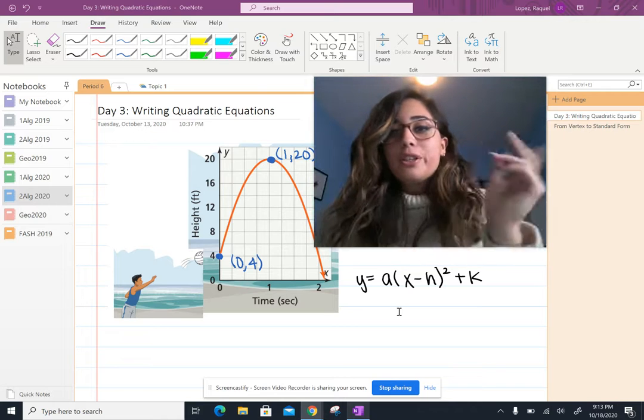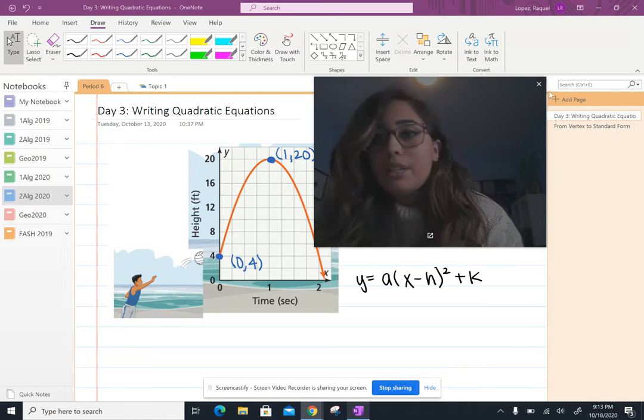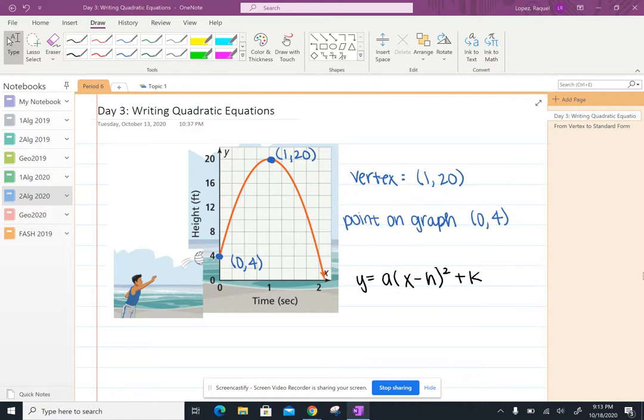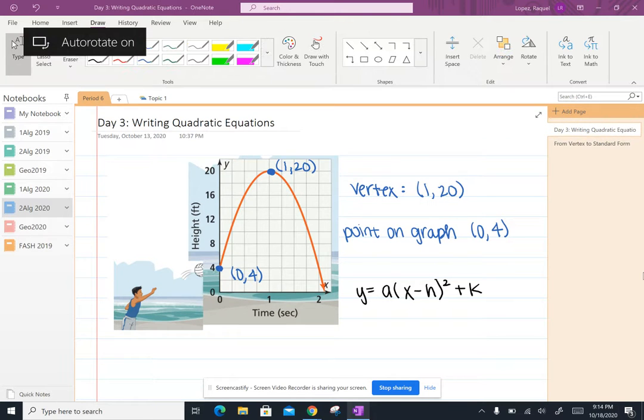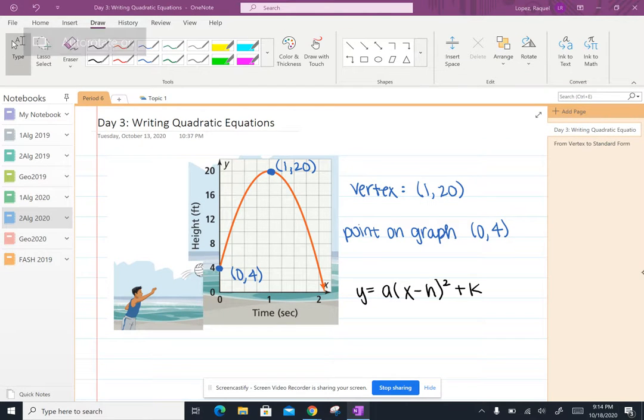Okay, so in this video, we'll be writing equations of quadratics. So let's go ahead and get started. So we were working with this graph, and we know that the vertex is (1, 20), and that we've got a point on the graph that is (0, 4). So we're going to use these 2 points to help us write an equation for this quadratic in vertex form.